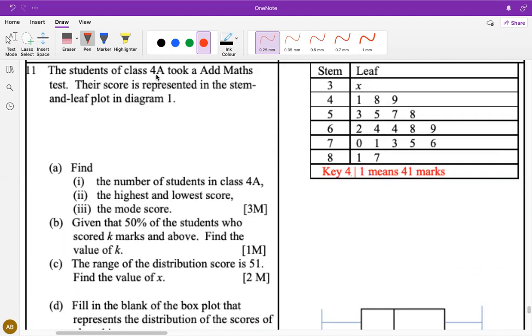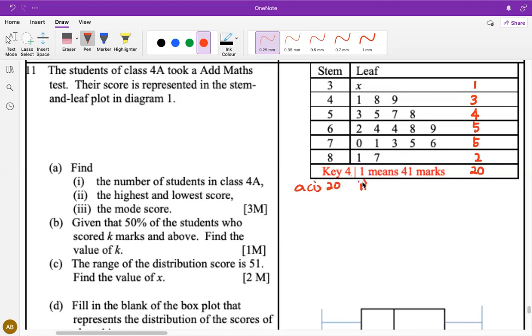Students of 4A took the maths test. Their scores are represented in a stem and leaf plot. So 4|1 means 41 marks. What is the total number of students in class 4A? We have to count. Usually we just count like this: there are 3 here, 4, and 5, and 5, and 2, correct? So together it is 20, right? So that means A1 is 20.